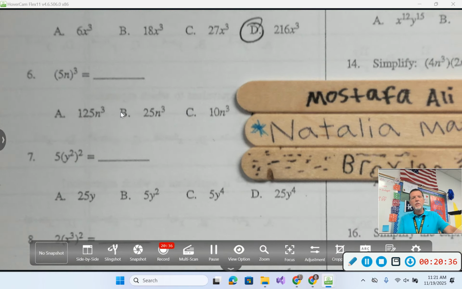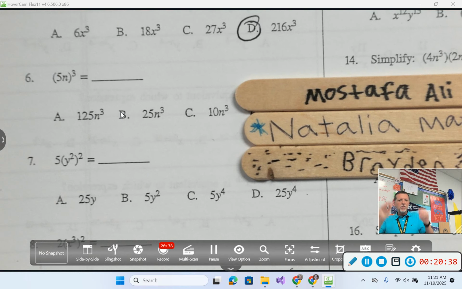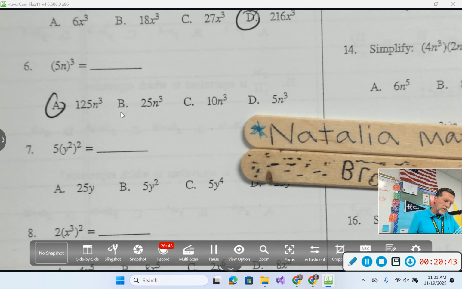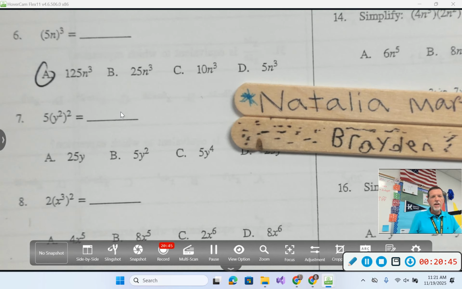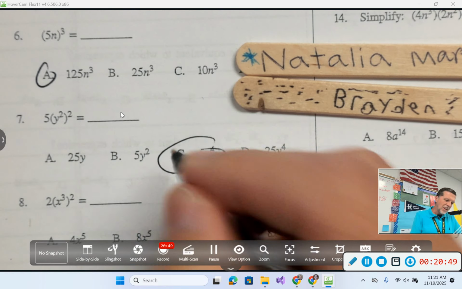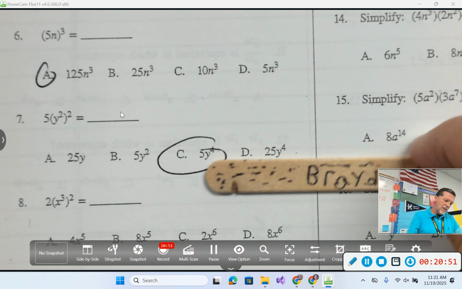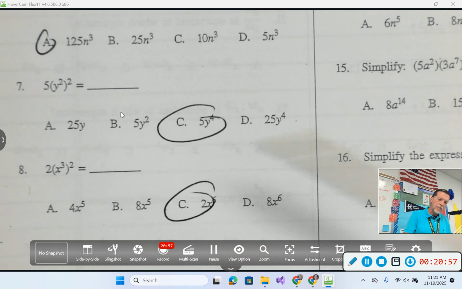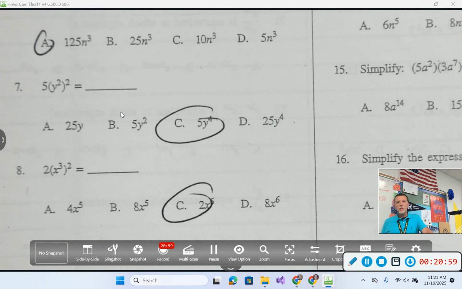Mustafa, same kind of question. What's 5n cubed? A. Natalia, you got 5y squared squared. What's that one equal to? That one's C. Good. And Braden, 2x cubed squared? C, 2x to the 6. Okay. Good deal on those.